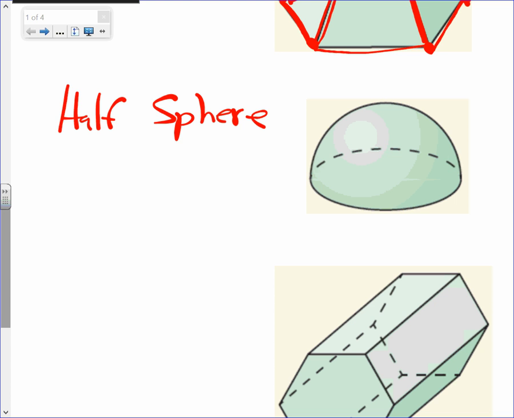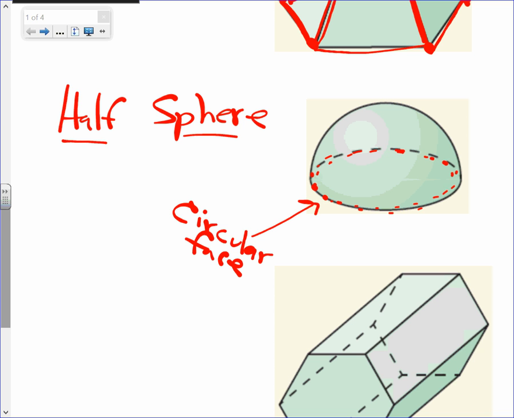So half a sphere. Now, notice the bottom. What shape is this bottom face here? Close. Okay, go on. What do I write? Circular face. Circular face. Want to do that in your notes? A circular face.